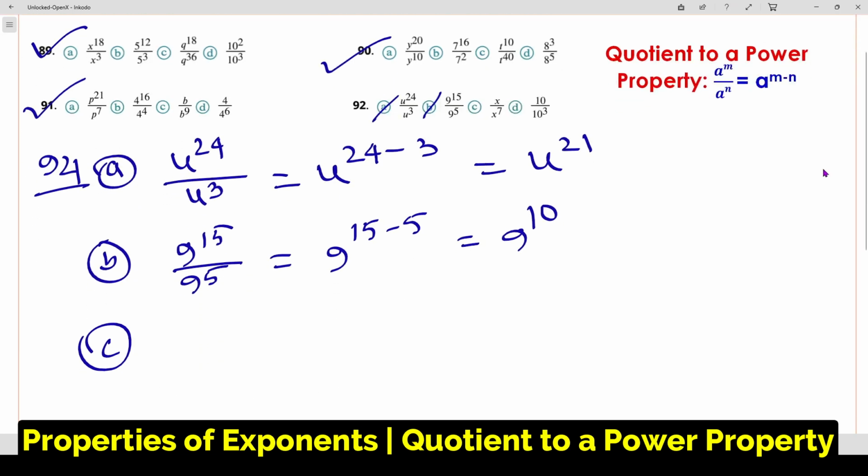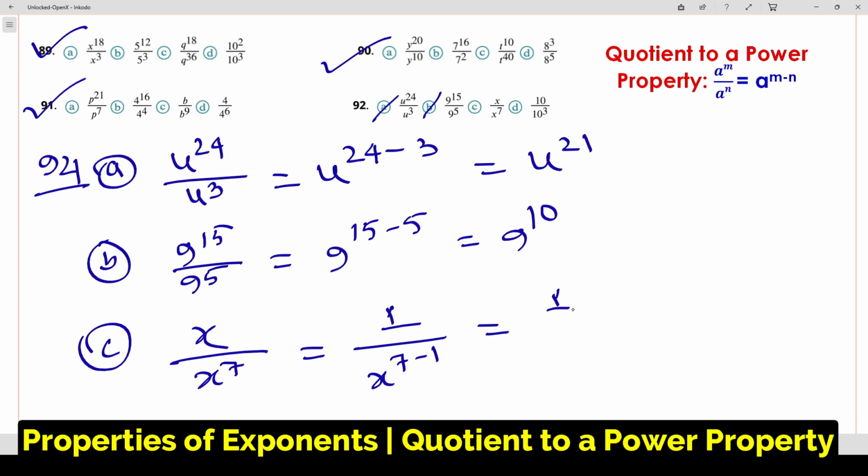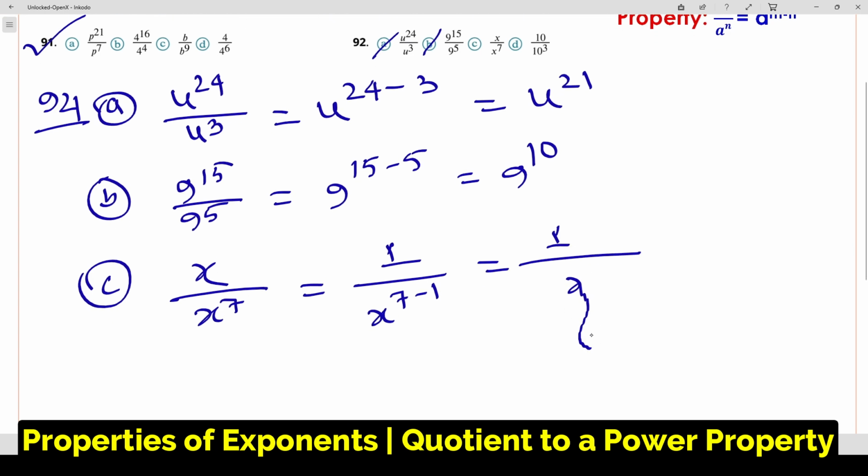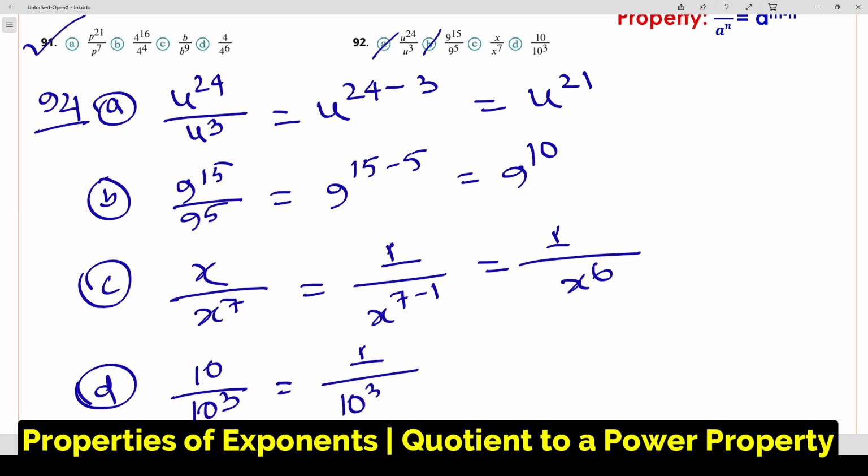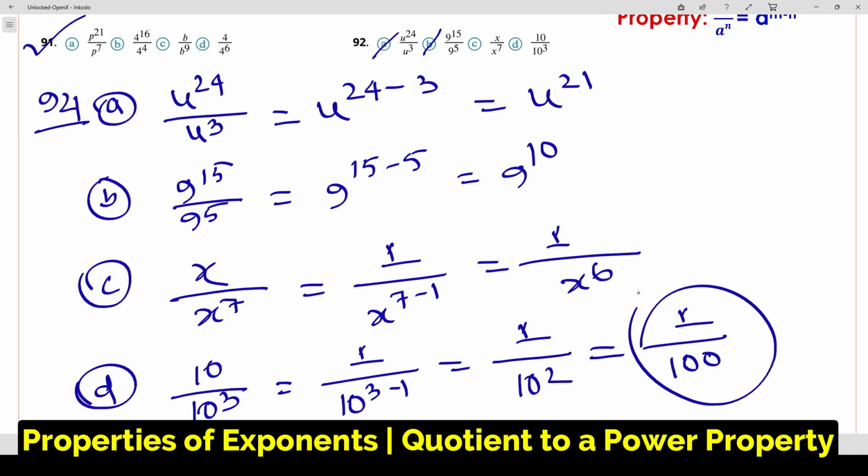C: x divided by x to the power 7. So we can write 1 divided by x to the power 7 minus 1, equals 1 divided by x to the power 6, right? And finally number D: 10 divided by 10 to the power 3. So we can write 1 divided by 10 to the power 3 minus 1. So here is 1 divided by 10 squared. Actually it's 10 squared. So if you want, you can also write 1 divided by 100. Both are okay. So no more today.